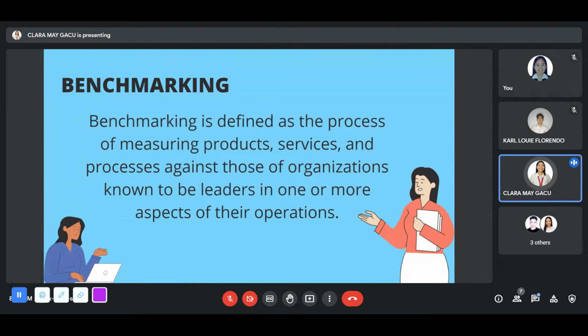Benchmarking is defined as the process of measuring products, services, and processes against those of organizations known to be leaders in one or more aspects of their operations. So, to benchmark is to compare performance against a standard, and as part of an effort to improve the effectiveness of monitoring and evaluation, or M&E, in the policy cycle, benchmarking can be useful in three ways.